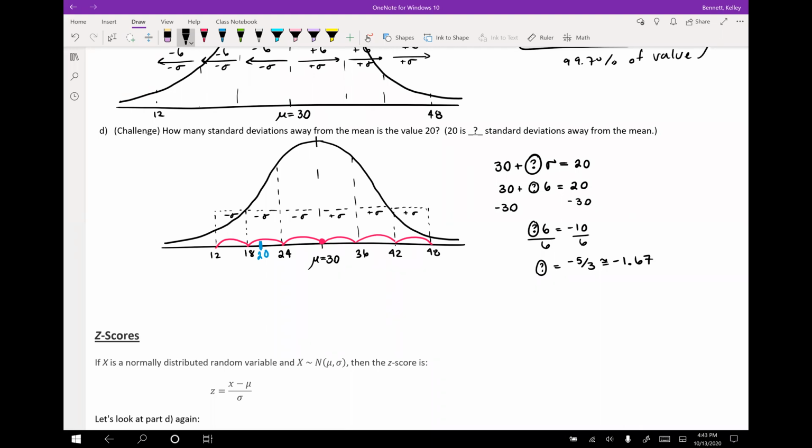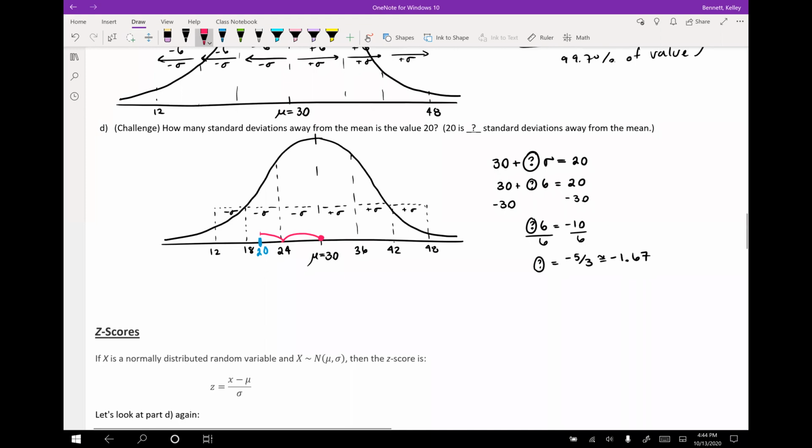So we know we didn't go a full 2 standard deviations, because if we had gone a full 2 standard deviations to the left, we would be at 18. And if we had gone only 1 standard deviation to the left, we would have been at 24. So we went 1 and part of another 1. That's how many standard deviations we went to the left, 1 and change. In particular, 1 and 2/3 of a standard deviation. So that's kind of the tricky way to solve it.